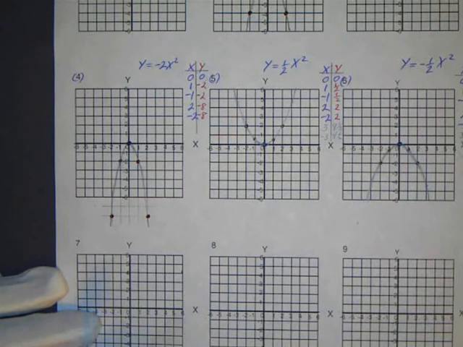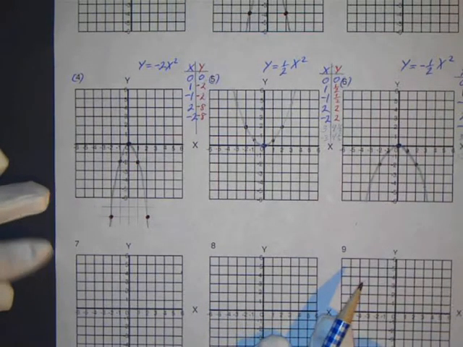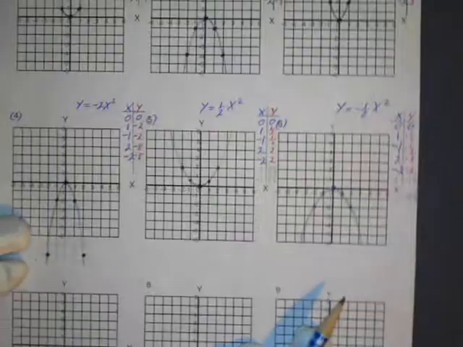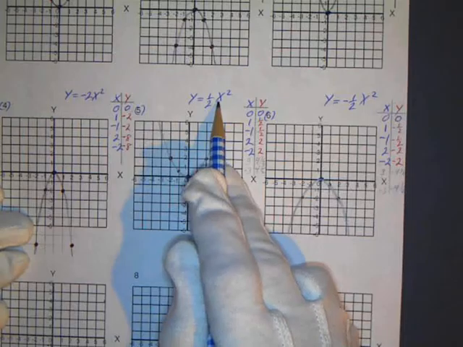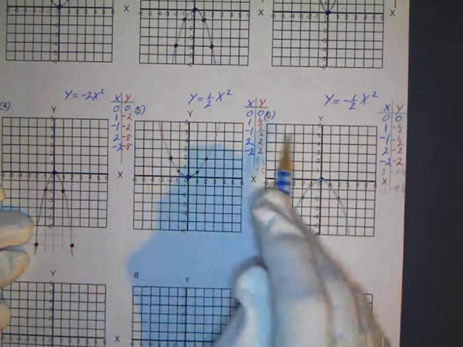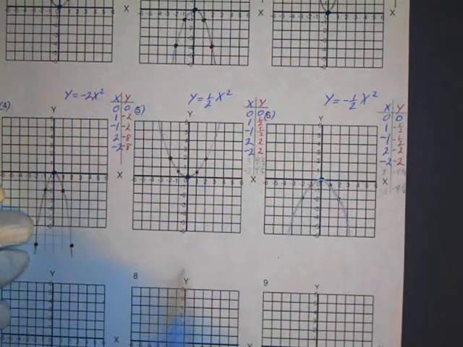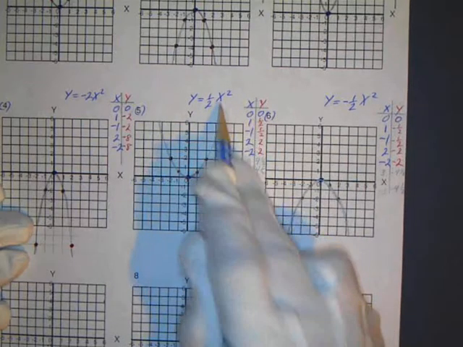So you should be familiar with these basic shapes because they're going to be very helpful when we graph parabolas with different vertex positions. All right, over here, this is y equals 1/2 x squared. So again, when x is 0, y is 0. Okay, but this is a basic shape, and we're going to be shifting these vertexes around in a moment.